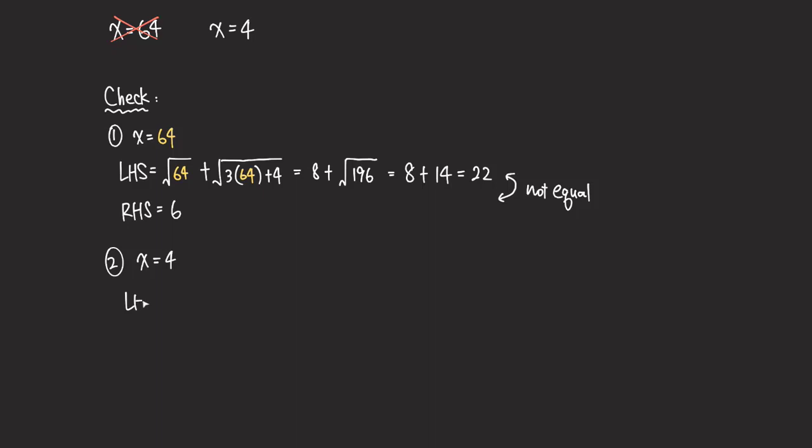Okay, now the left-hand side. We already have the equation here, so I don't need to go back and look at the equation again. So we had 3 times blank and then plus 4. This time we are going to plug in the 4 in there. So what do we get? Square root of 4 is 2, plus 3 times 4 is 12, plus 4 is 16. So square root of 16 will give us just 4. And that will give us a 6, which is equal to the right-hand side of the equation.